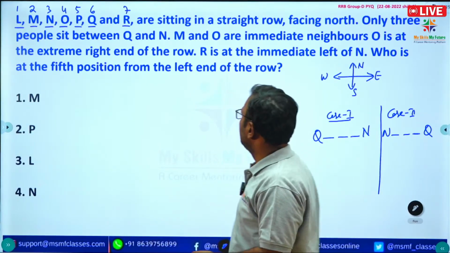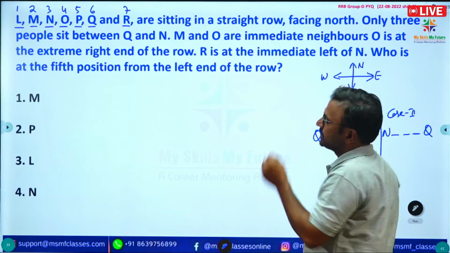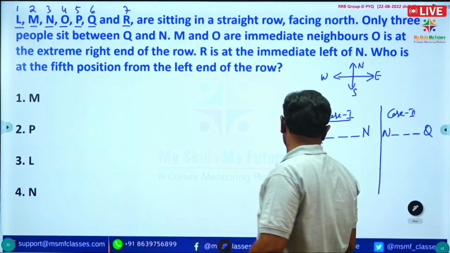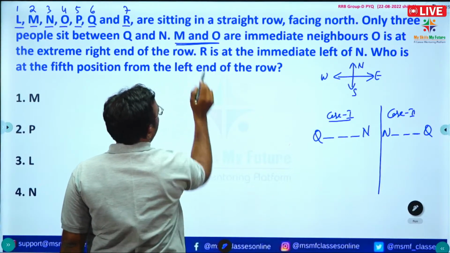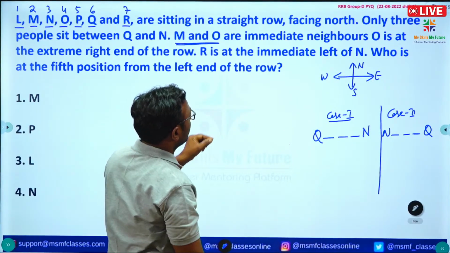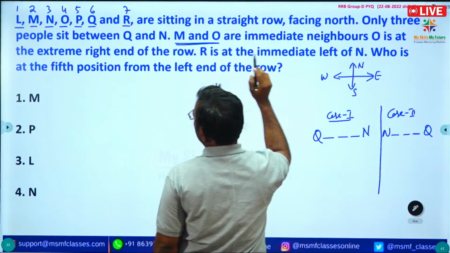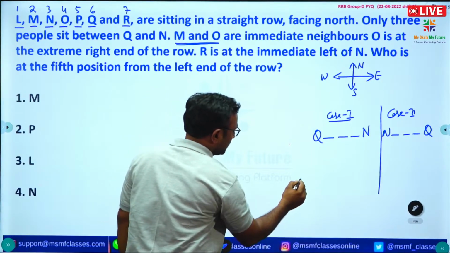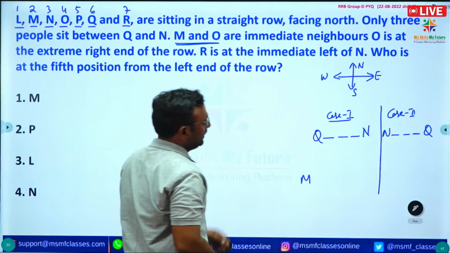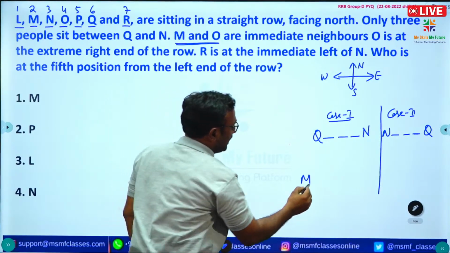Okay, right. See here, M and O are immediate neighbors. O is at the extreme right end of the row. M and O are immediate neighbors, and O is at the extreme right end.